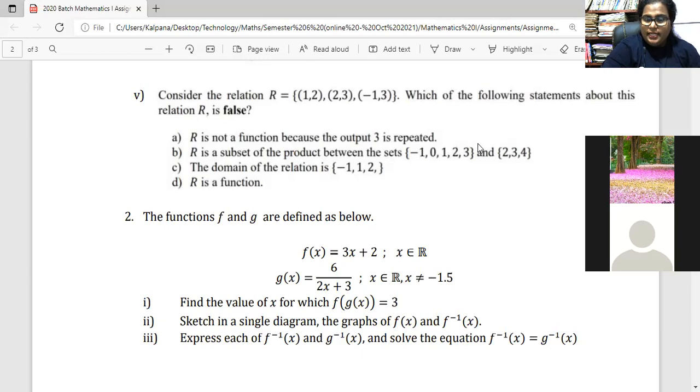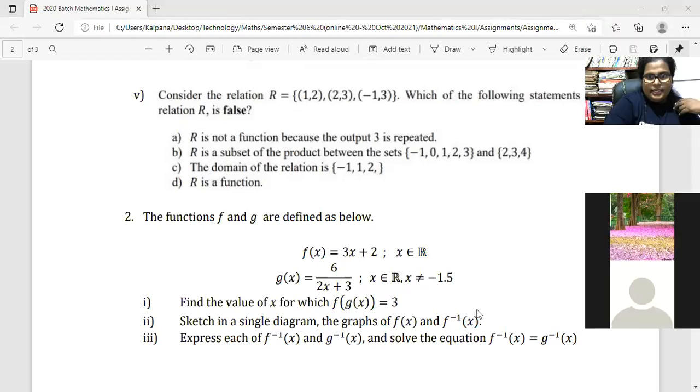It says the product between the two given sets. That means you can take pairs from these two sets by combining each element in these two sets, right? You can make products. And R is said to be a subset of that set of pairs. First we will see what pairs we can get from these two sets.